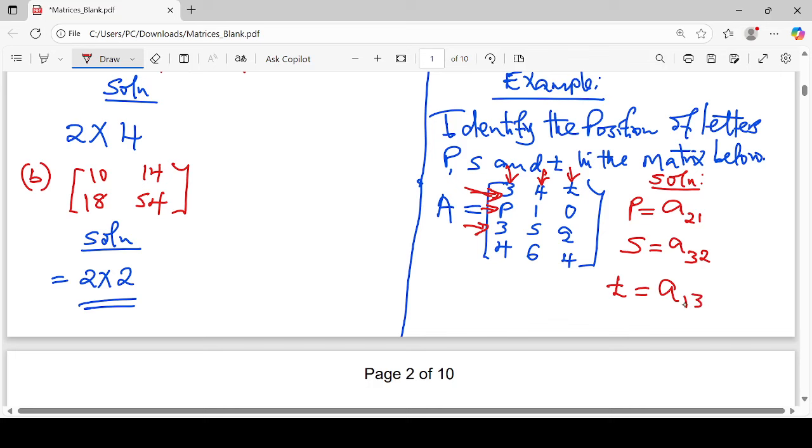You start by giving it row position, then column position. That is very, very important.